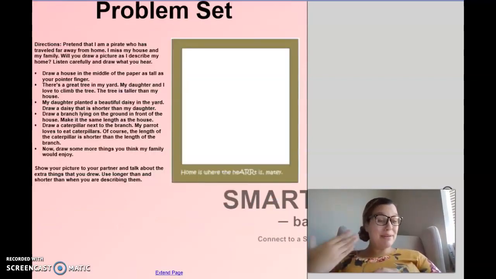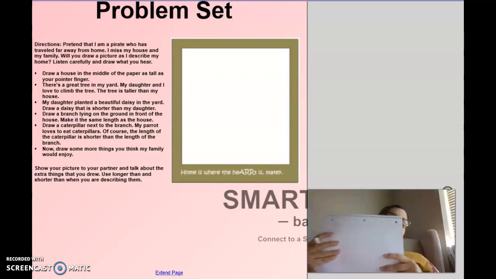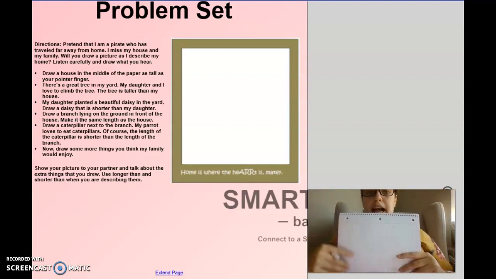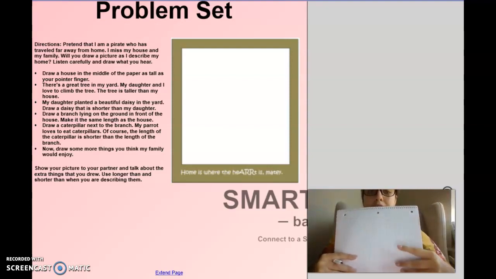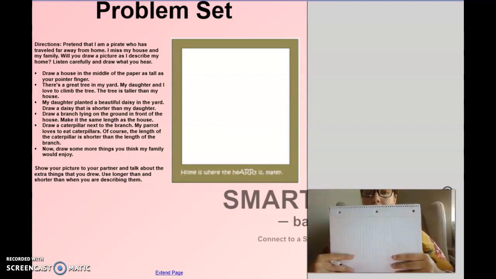So now we're going to play a little bit of a drawing game. I want you to get your paper and pencil, or paper, marker, crayon, whatever you have to write with and write on, and we're going to get started. You're going to hold your paper like this, and we're going to pretend for a few minutes that I'm a pirate who has traveled so far away from home, and I miss my house and my family. I am telling you what my house looked like, and I want you to draw that for me, okay? You have to listen carefully, though, because there's certain directions, okay?